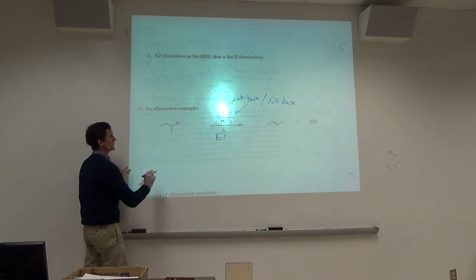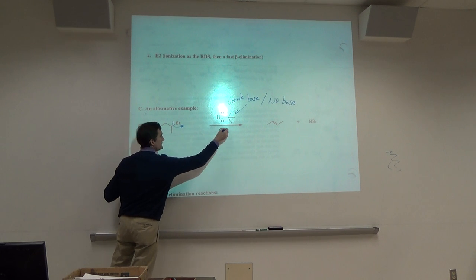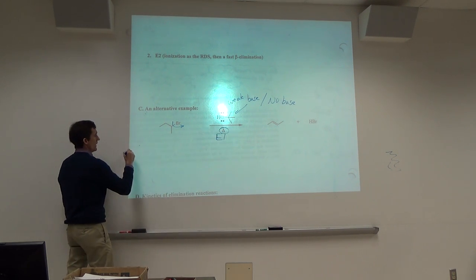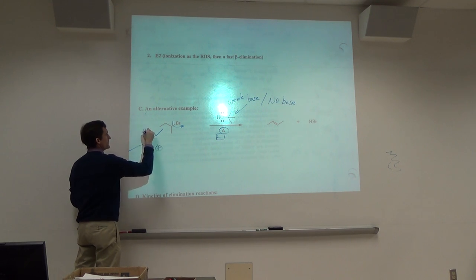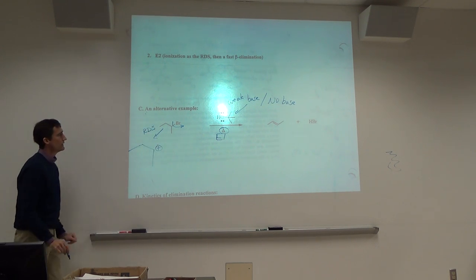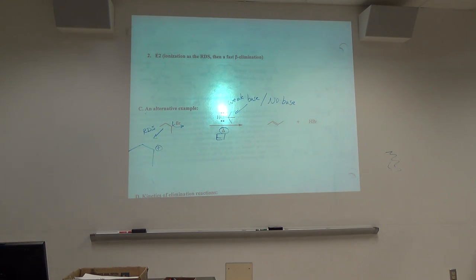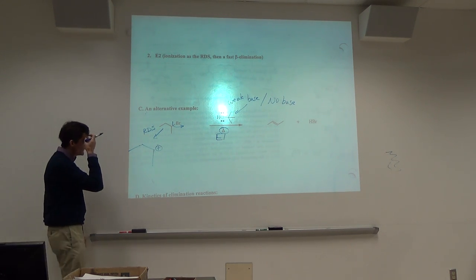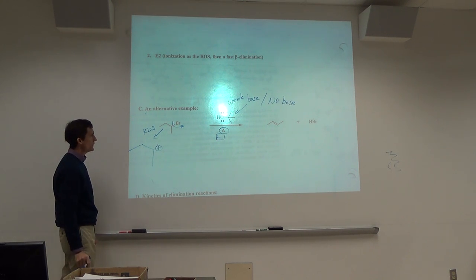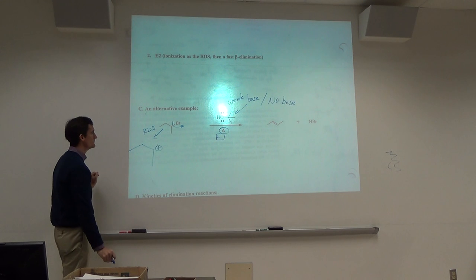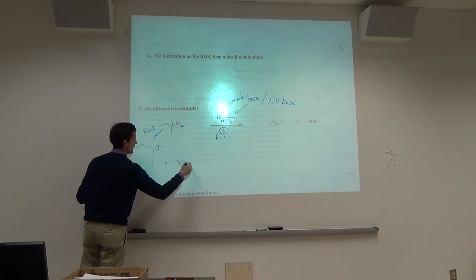So what's the mechanism? What's the first step? Ionization. A little bit of heat to help the ionization. And we get this carbocation. That's going to be your rate determining step. And what do we do next to get the final product? Plus what? Br minus?